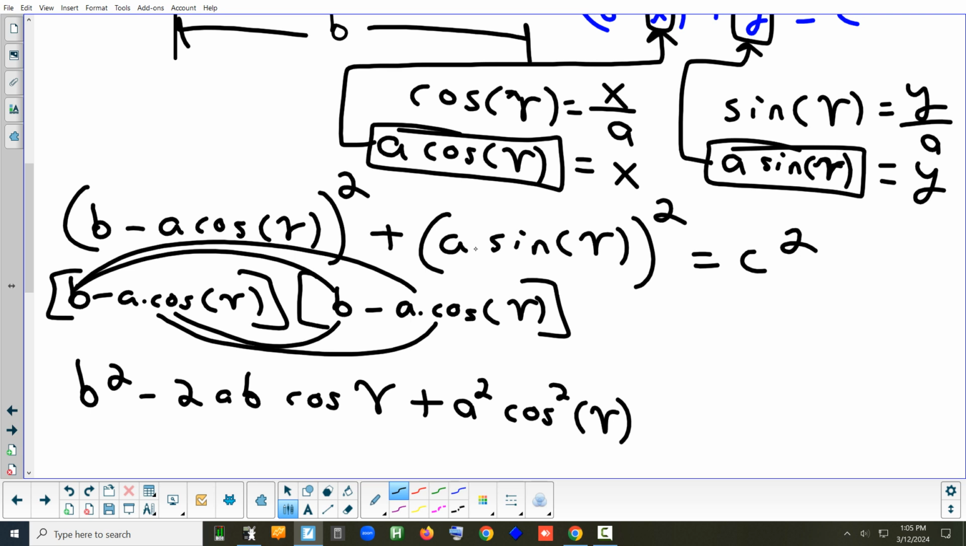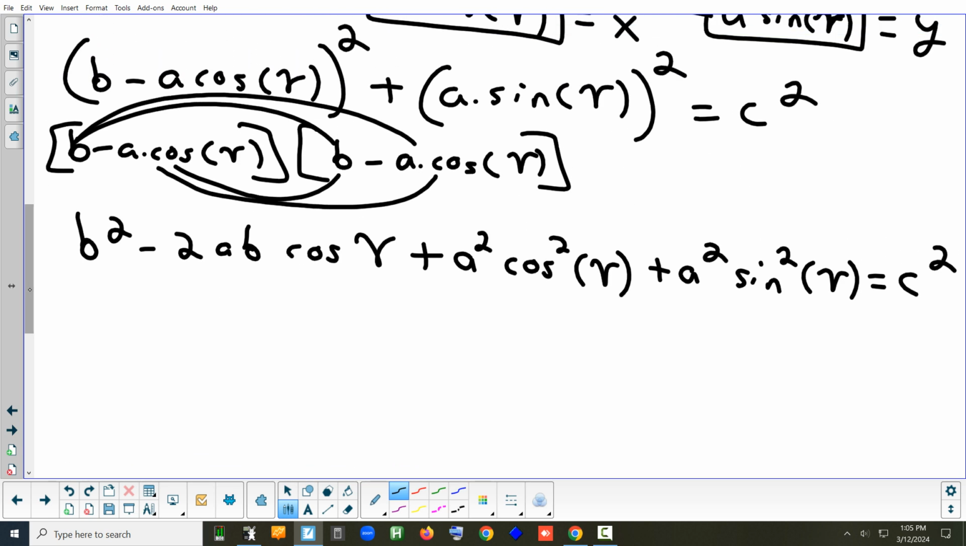Now the second part: when you have to square a product, you just square each factor. A squared sine squared. That's a lot easier. That's not FOIL. It doesn't have a plus or minus in it. So a squared sine squared. And it's just going to stay equal to c squared till we're done. C squared never changes.